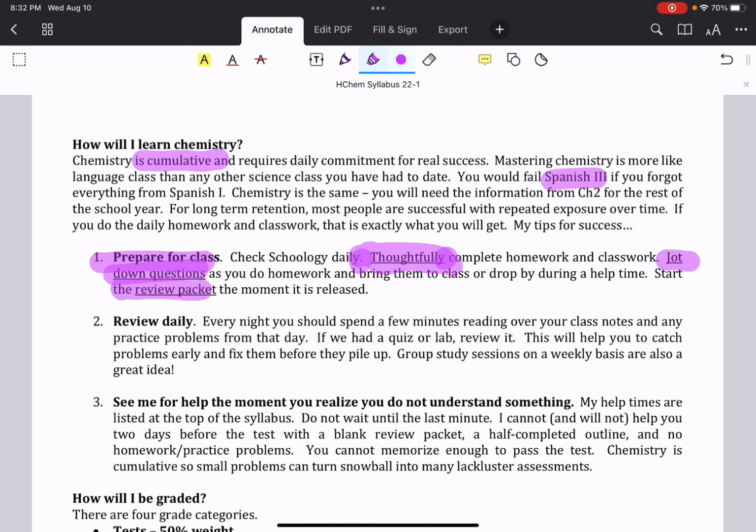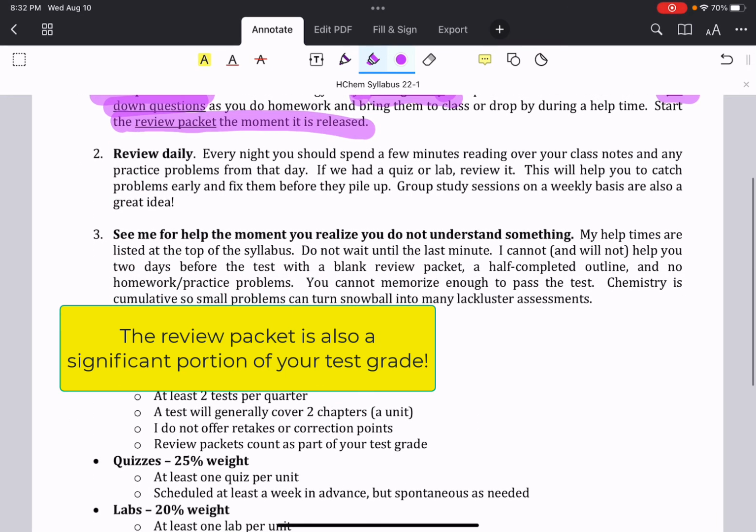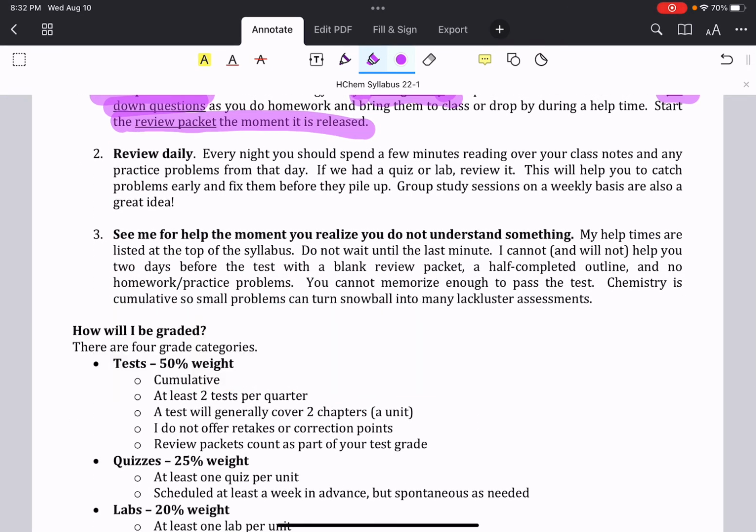And the review packet, I can't emphasize enough, it is a significant undertaking and it is something that needs to be started immediately. It's something I typically give you at least a week to work on. And if you make the mistake of trying to save it for the night before, you will do poorly, right? There's a reason I give it to you a week in advance, because I expect you to work on it every day for a week. That's why I give it to you then, right?